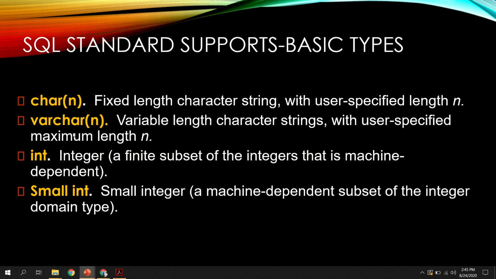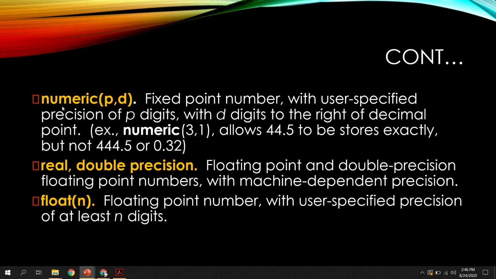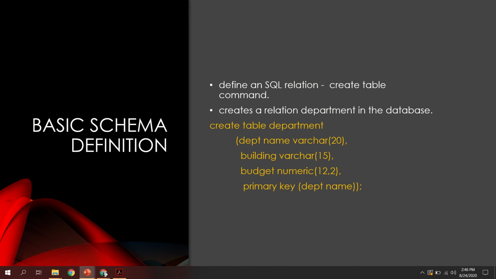The character data type, variable character, integer, small integer, numeric. The difference in numeric type data is that P means precision, and D means the decimal part. As an example, if you take numeric 3,1, that means the number has three digits in total, of which one is in the decimal part and two are before the decimal point. For example, 44.5. After the point there is only one digit, and before that there are two digits, so total three digits. That is the meaning of the numeric type. Then real, double precision, float, etc. So these are the different data types which are available in SQL.